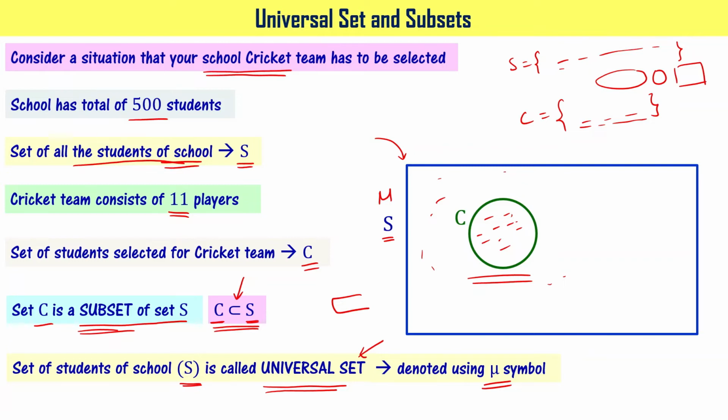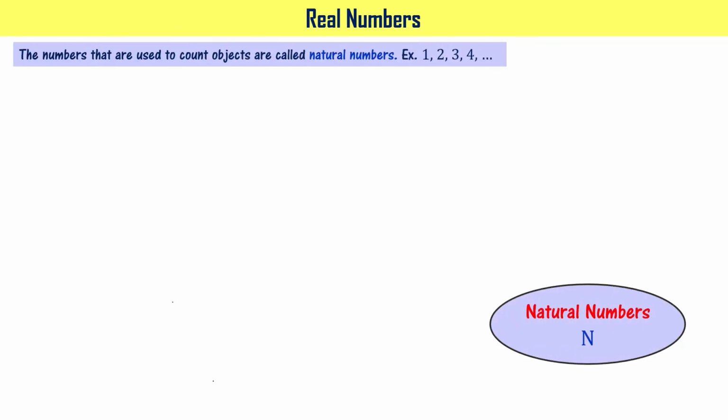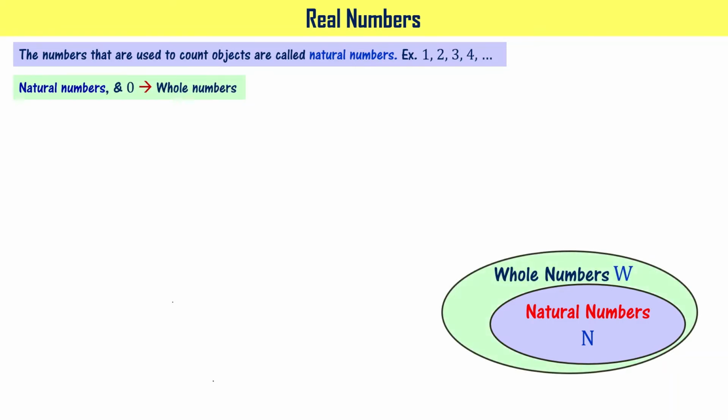You understood? Let's look at real numbers. You have learnt about real numbers already. We can quickly recall and see how the real numbers picture can be represented using sets. The numbers that are used to count objects are called natural numbers, right? Those are 1, 2, 3, 4, 5 and so on. When you have 0 and natural numbers together, those numbers are called whole numbers, right? Whole numbers are 0, 1, 2, 3, 4, 5, 6, 7, 8, 9 and so on.